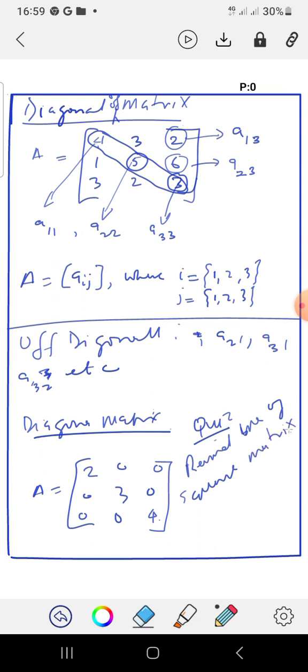I think we did that in the last discussion. Okay, you remind me what the square matrix is. That's the first one. All right.